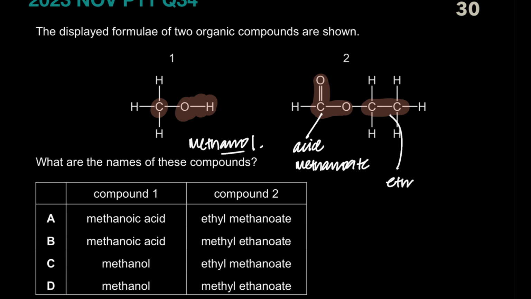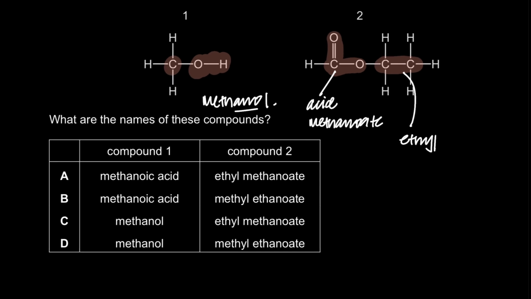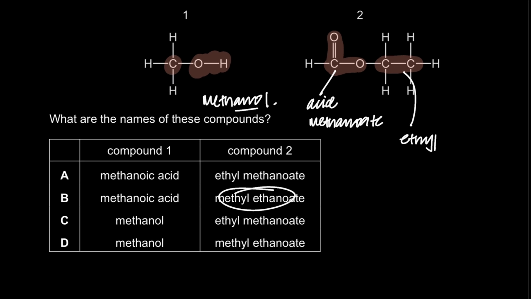so it's going to be ethyl, right? Because 2 means eth. They both came from ethanol, so it's going to change because the alcohol loses a hydrogen. And because it loses a hydrogen, the name changes to ethyl. So it's ethyl methanoate. So 2 is ethyl methanoate, therefore option number B and D are wrong. And compound 1 is obviously methanol, so A is also wrong. C is the correct option.